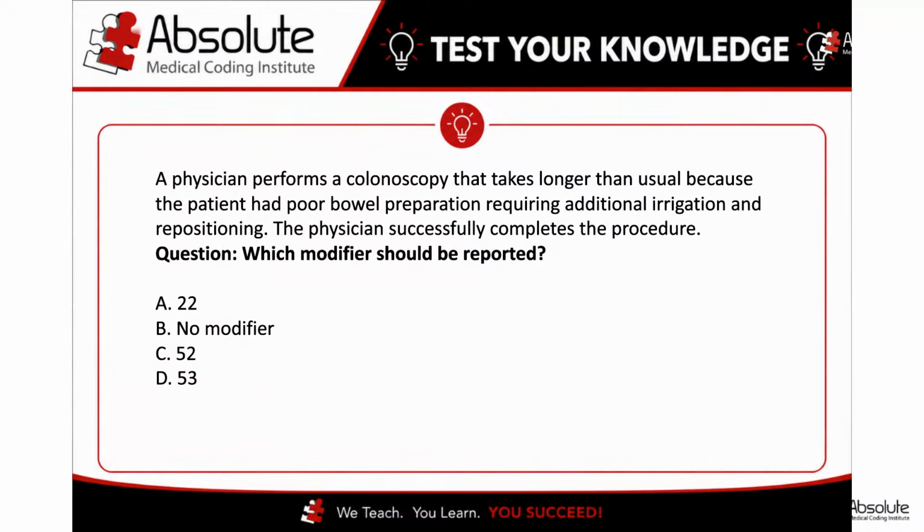A physician performs a colonoscopy that takes longer than usual because the patient had poor bowel preparation requiring additional irrigation and repositioning. The physician successfully completes the procedure. Which modifier should be reported? A, B, C, or D?